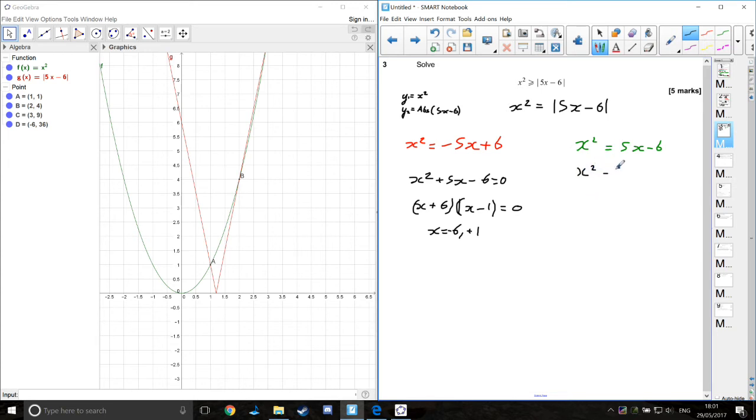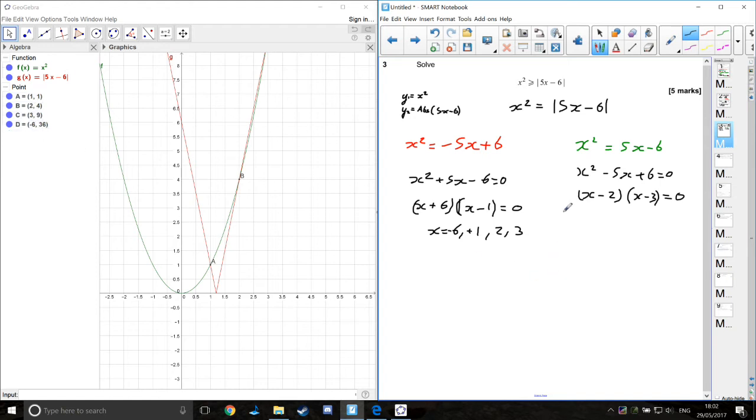x squared minus 5x plus 6 equals 0. And what we get from this is two things that multiply to give 6, and add to give negative 5. That's going to be a combination of 2 and 3, minus 2 and minus 3. So (x minus 2)(x minus 3) equals 0. So we can add more to this list now. We've got 2 and 3, which is exactly what we wanted from here.